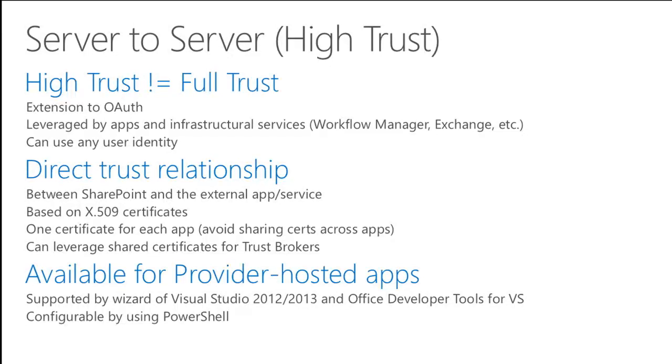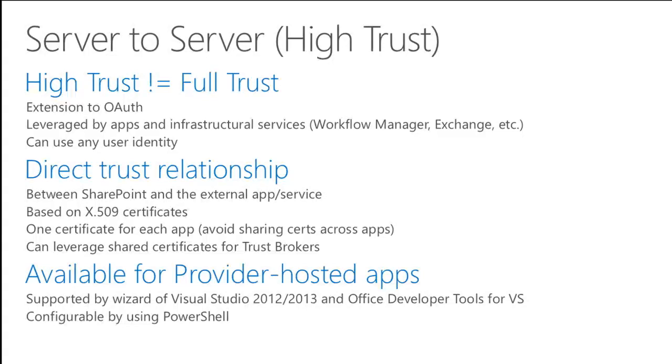The high trust scenario is based on an X509 certificate that usually is for a single app or can eventually be for multiple apps, typically in a dev environment, and is called a trusted broker in that case, the node with one certificate used for multiple apps. It is available for provider-hosted apps, and you need a bunch of PowerShell code to configure it, as well as some kind of support from your development environment, which could be Visual Studio 2012 or 2013.